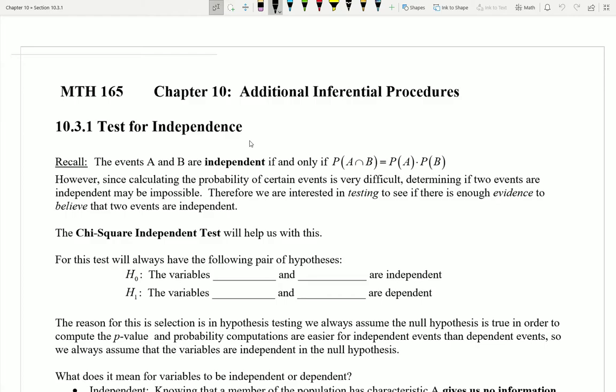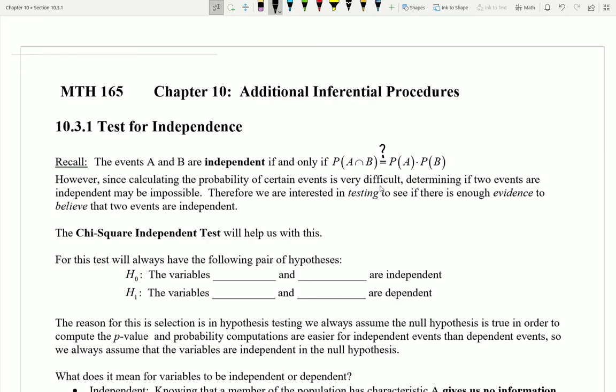Now, we've dealt with this word independent when we worked with probabilities way back several chapters ago. And we said the following: the events A and B are considered independent if and only if we had this equation satisfied. You might have remembered checking something like this equation, and we always put a little question mark above this equal sign. We tested things on both sides.